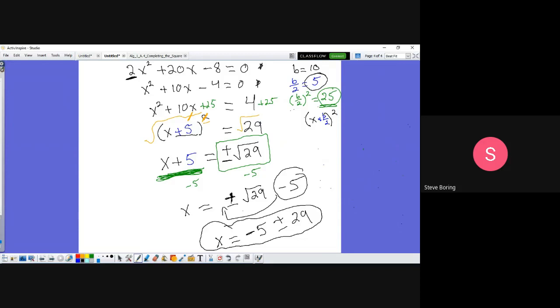That means one solution, which I'm going to write in red, is going to be negative 5 plus the square root of 29. And then the other solution I'll write in green is going to be negative 5 minus the square root of 29.